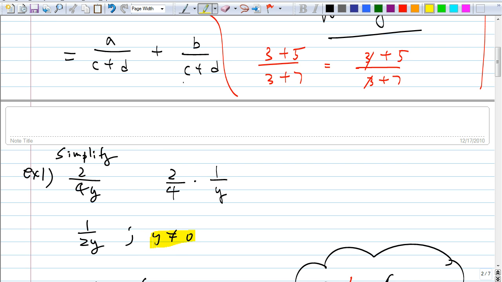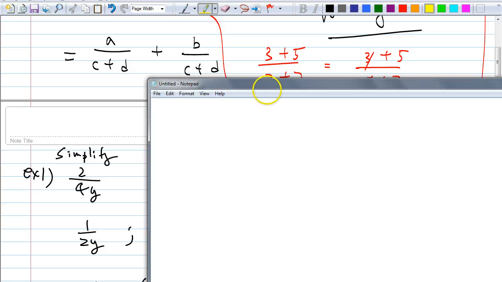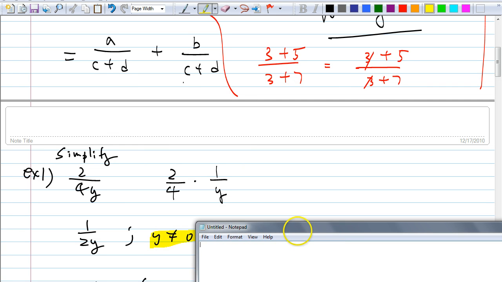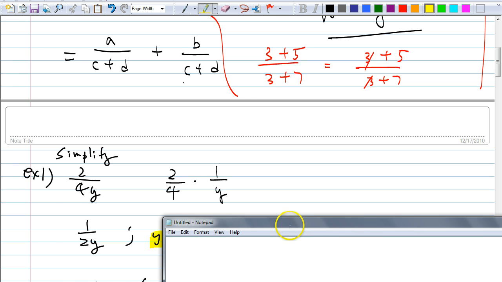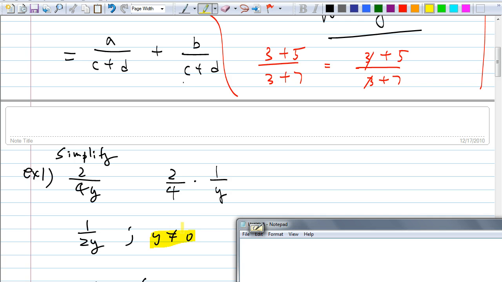Because if you leave that out, you're saying this expression, 2 over 4y, is equal to 1 over 2y every time. The answer is that's not true every time. When the y happens to be 0, it will not equal 1 over 2y, would it? It'll be undefined. You see what I mean? So if you don't put down the restriction, that means you're not telling us the correct answer. Does that make sense?